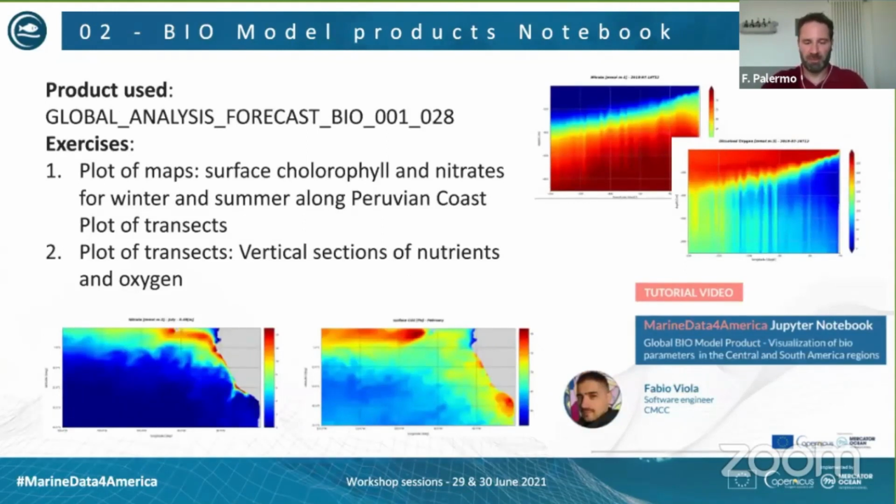The second one is about the biochemistry model, and here we present the plot of maps of chlorophyll and nitrates for winter and summer. We also present an exercise for plotting the transect, the vertical sections of nutrients and oxygen. This notebook is presented by Fabio Viola.